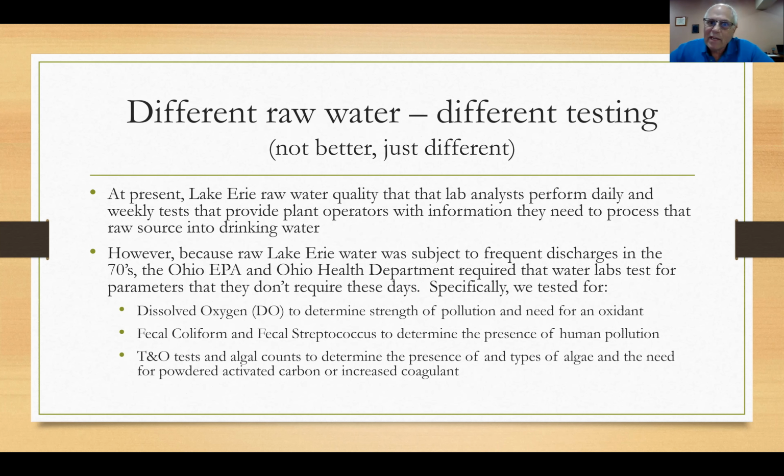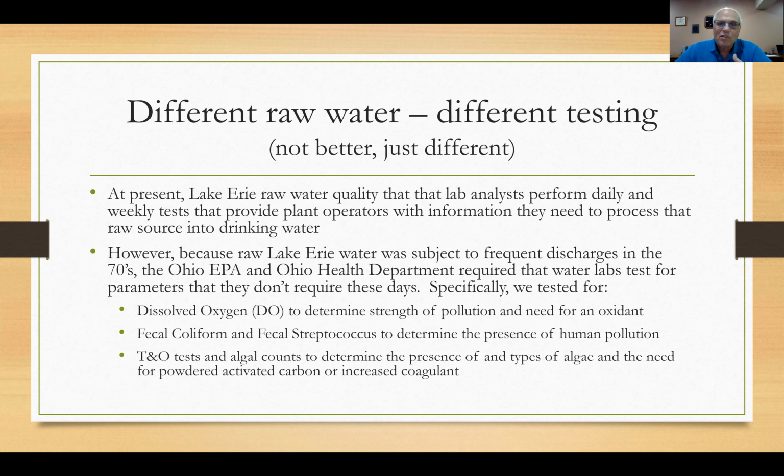Lake Erie raw water quality at present requires the lab analysts to perform daily and weekly tests. They give the plant operators a chance to take that information and process it for the source water to make drinking water out of. However, because Lake Erie water was subject to frequent discharges in the 70s, the Ohio EPA and Ohio Health Department required water lab tests for parameters that they don't require today. Specifically, back then we had to test for dissolved oxygen every day. Some plants do that today, but most of them don't because they're not required to do that.